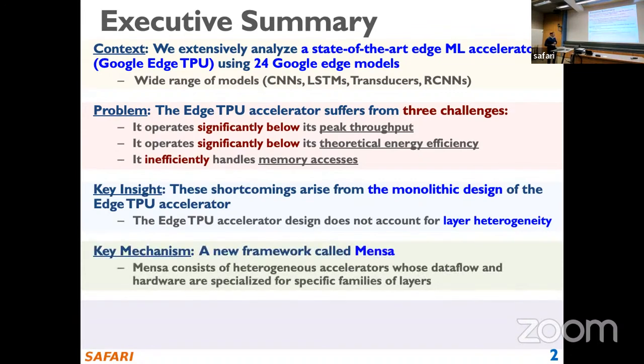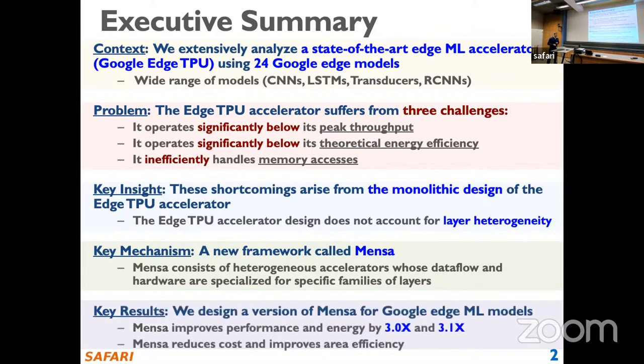To solve this problem, we designed a framework called Mensa. Mensa consists of a collection of heterogeneous accelerators that have been catered for particular properties of a neural network layer. With this, we can design a dataflow and hardware accelerator design that can minimize the area cost of the overall accelerator, and at the same time improve overall throughput performance and memory efficiency. We evaluate Mensa with those 24 Google Edge TPU models, and we see that Mensa improves performance and energy by 3 times and 3.1 times on average compared to the baseline Google Edge TPU accelerator. Mensa also provides reduced cost and area efficiency compared to the baseline accelerator.